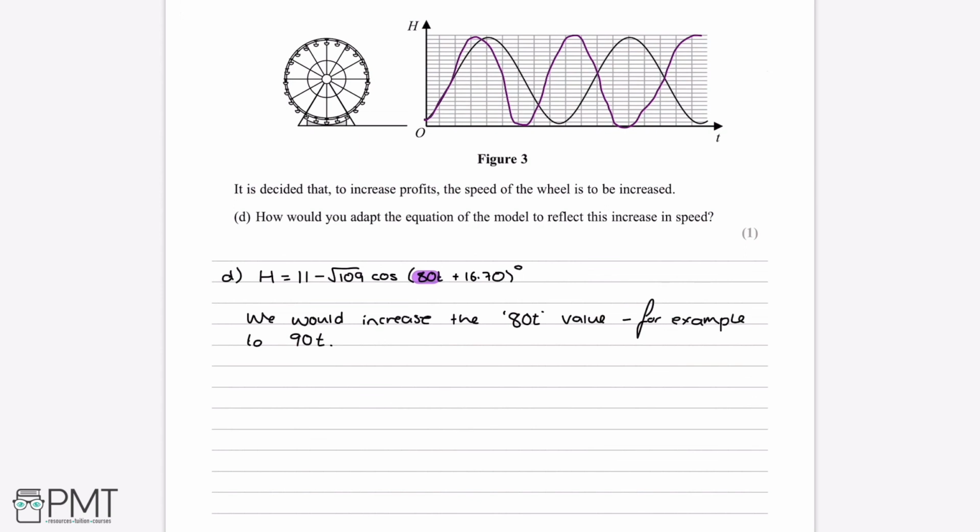And the 1 mark for this question goes for stating that we need to increase the 80 in the formula, which we've done in this sentence here. And we've given an example which is also mentioned in the mark scheme.